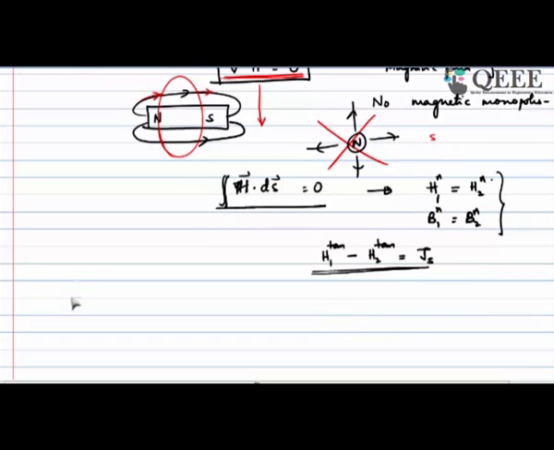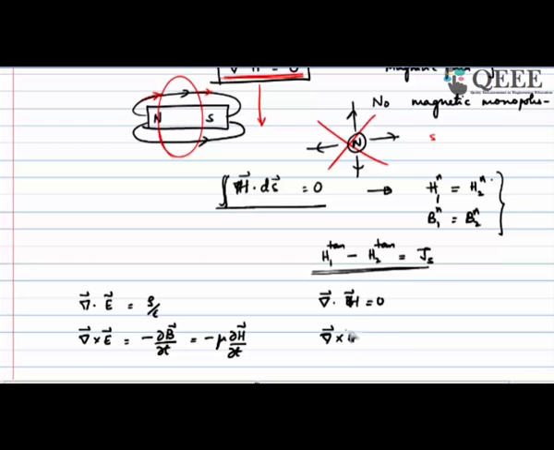So putting all this together, all your 4 equations would be: divergence of D is rho, curl of E, considering magnetostatics, is minus del B by del t, which you can write as minus mu del H by del t. Divergence of B is 0, or divergence of H is 0, curl of H is J. This is Gauss's law, this is your Faraday's law, this law doesn't have a name, and this is your Ampere's law.